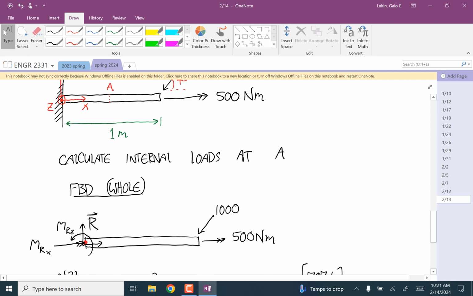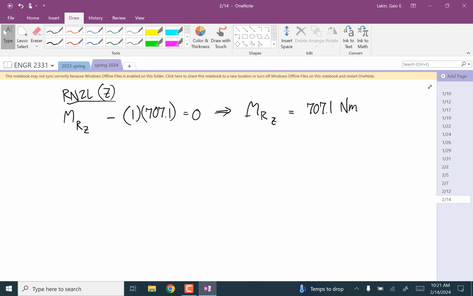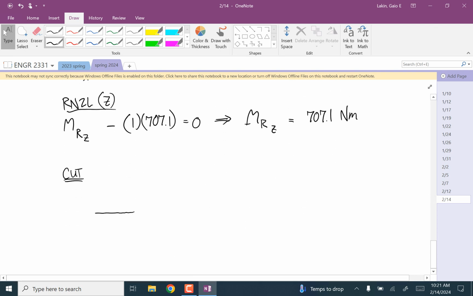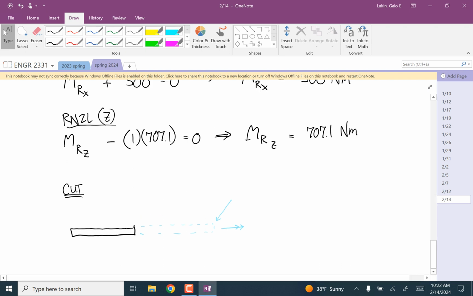Now we have our external loads. Now I'm going to do my cut. So for my cut, I'm going to include all the stuff to the left of the cut, and I'm going to ignore all the stuff to the right of the cut. Which means I'm ignoring this force, I'm ignoring this couple. But what I'm not ignoring is all the stuff in black.